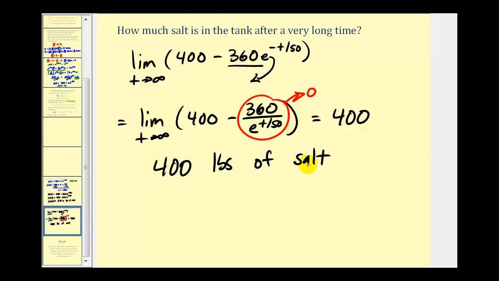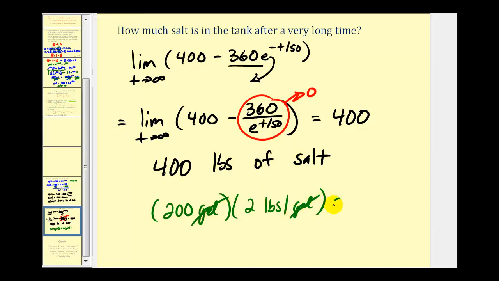And hopefully this makes sense, because remember, we have 200 gallons in the tank. And since the inflow and outflow rates are the same, eventually the concentration would be the same as the inflow concentration, which was 2 pounds per gallon. Again, gallon simplifies out, leaving us with 400 pounds of salt after a very long time.